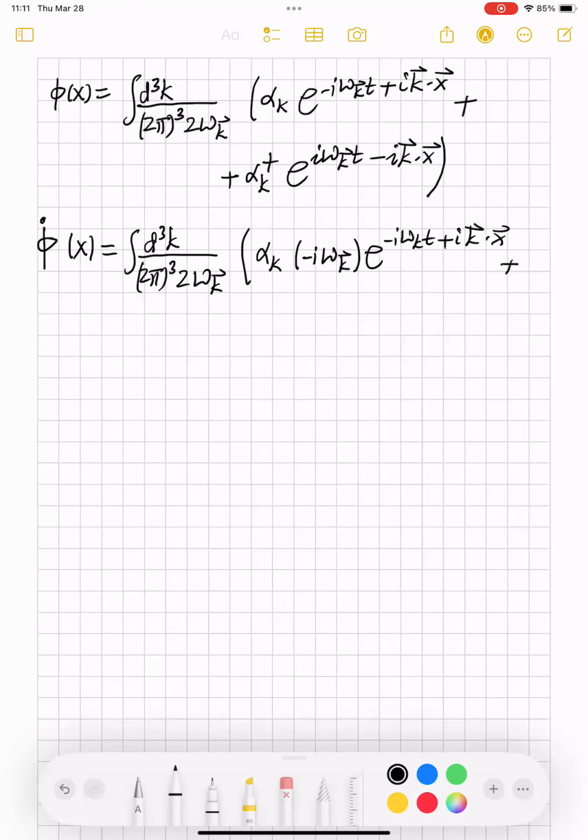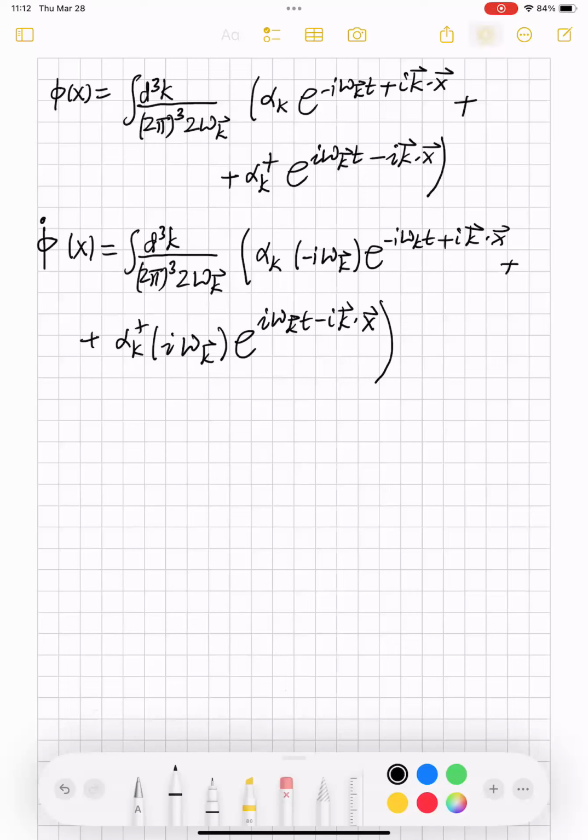Now, let's look at the second term. We're not going to hit alpha k dagger. We will hit the exponential, and we'll bring down i omega k. And then we'll have the exponential sitting here, e to the i omega k t minus i k dot x. So that's the answer for phi dot. Make sure that you're happy with that.